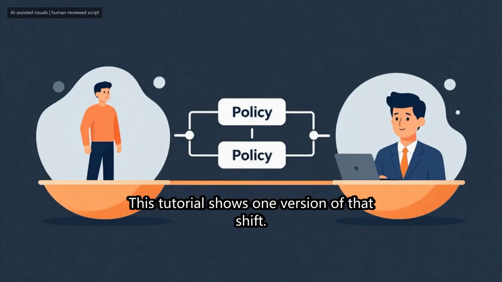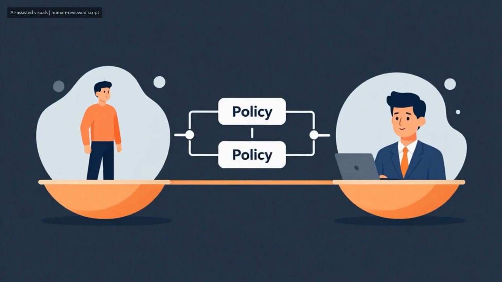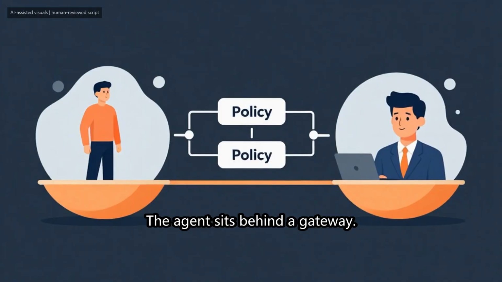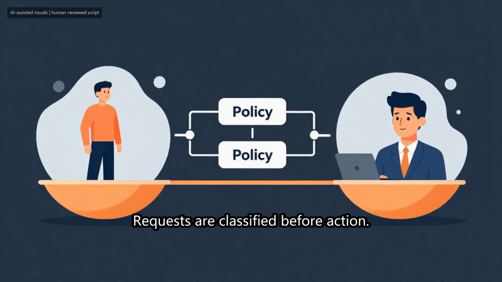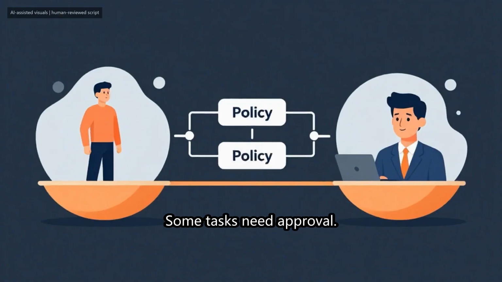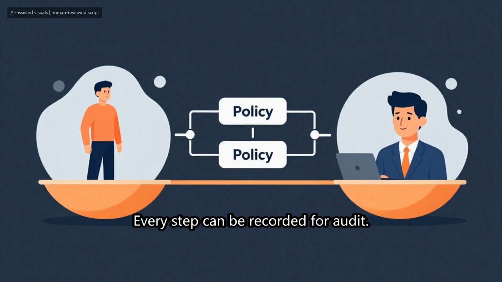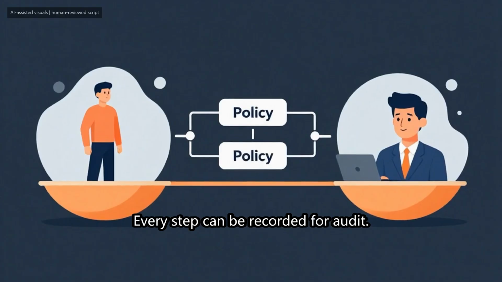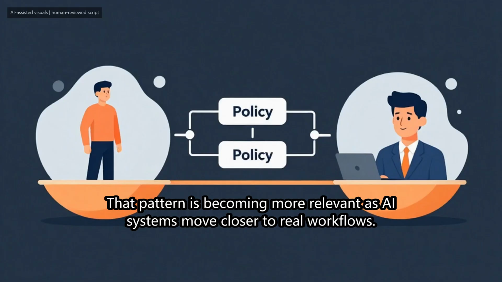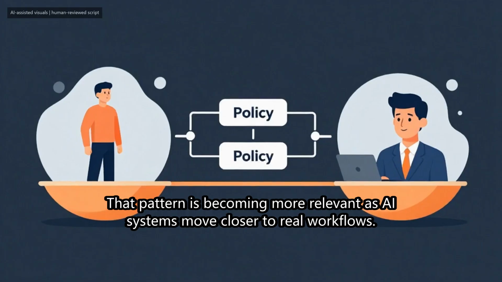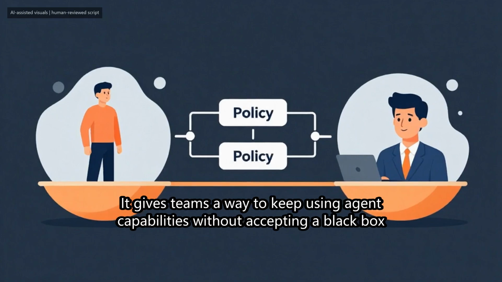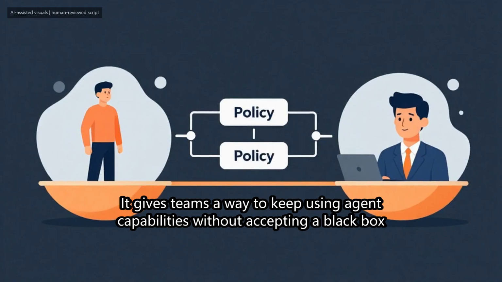This tutorial shows one version of that shift. The agent is behind a gateway. Requests are classified before action. Some tasks need approval. Every step can be recorded for audit. That pattern is becoming more relevant as AI systems move closer to real workflows. It gives teams a way to keep using agent capabilities without accepting a black box operating model.